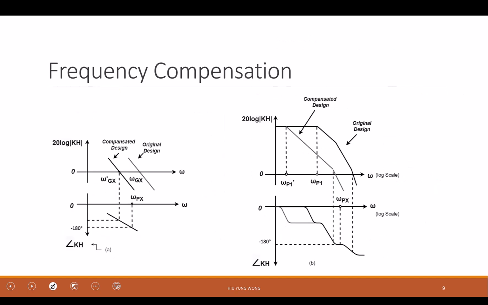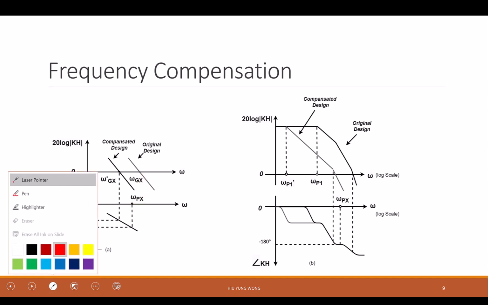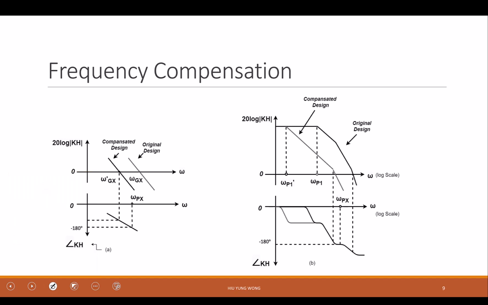Okay. Good. So now what if we have the oscillation problem? Now let's look at the left, right? This is the original design. The gain crossover frequency is here. The phase crossover frequency is here. Is it going to oscillate? It is, right? Because if you look here, you find that when you reach negative 180 degrees, your gain is still larger than 1. Then your system is going to oscillate.